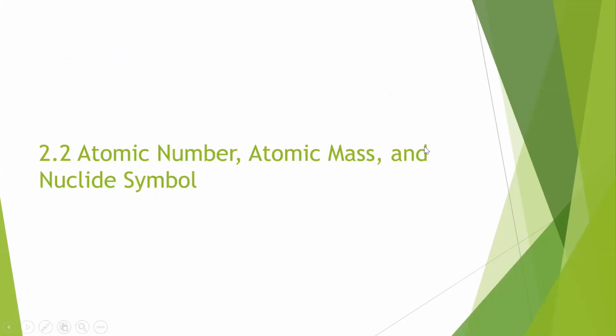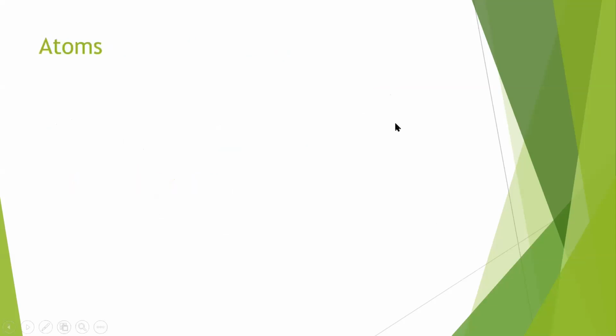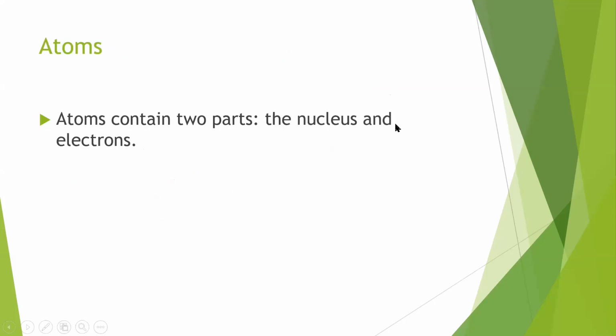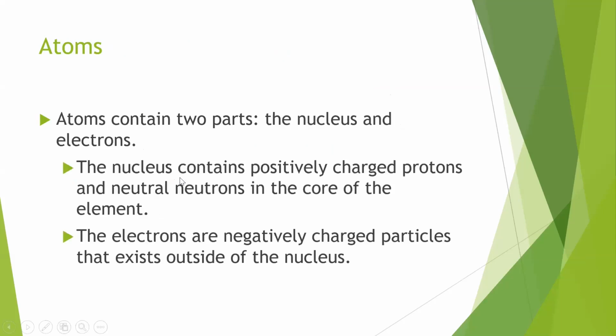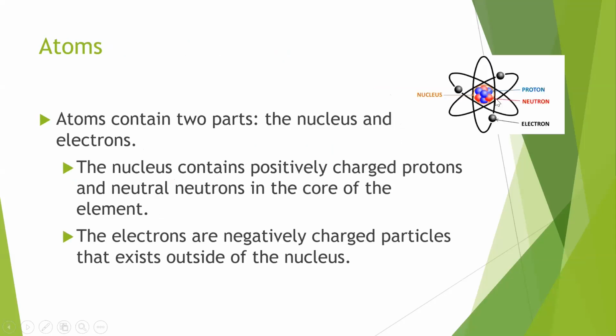So now we're going to talk about atomic number, atomic mass, and nuclide symbol. So atoms, like I said earlier, contain 2 parts, the nucleus and the electrons. So the nucleus contains positively charged protons and neutral neutrons in the core of the element. As you can see, the protons are blue and the neutrons are red. So they're in the core of the atom.